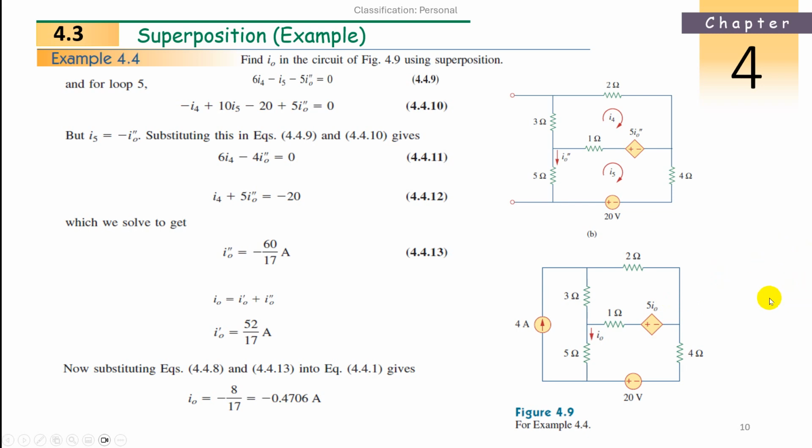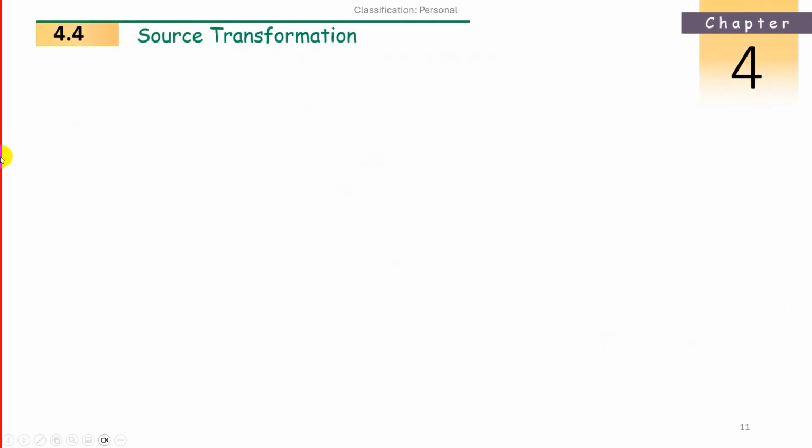In the mid exam, this carries 4 to 5 marks. It has many steps, so practice more examples like these. This is the superposition theorem. We'll stop here. Next class, we will study source transformation.